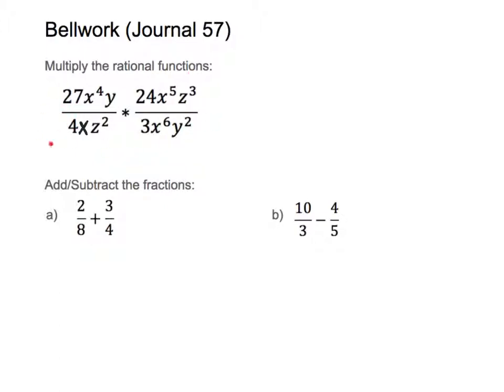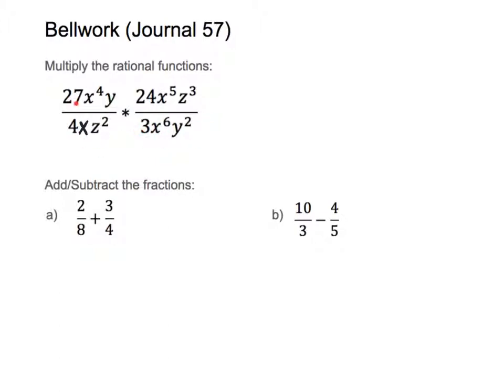By the way, heads up, this problem is similar to the problem on packet 12, page 1, number 4. So if you're having trouble with that problem, stick around with this, watch me do this problem, and then try out the one on the packet.